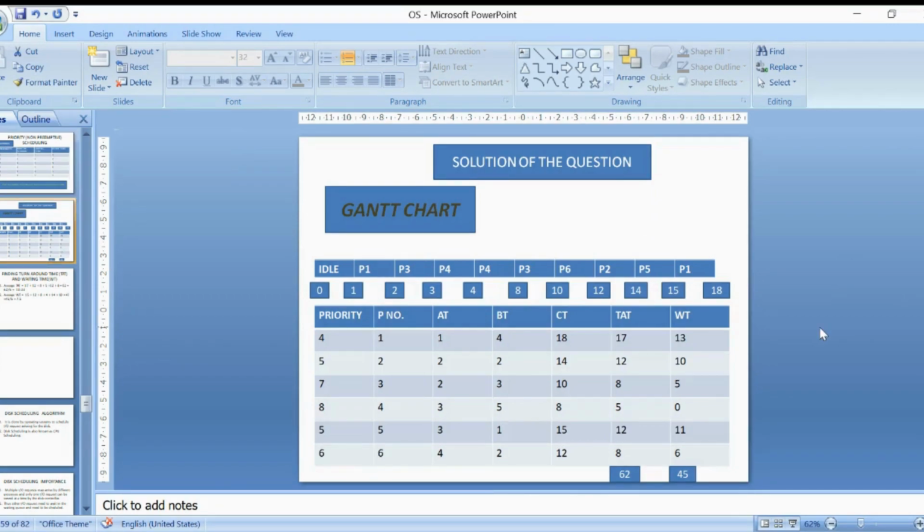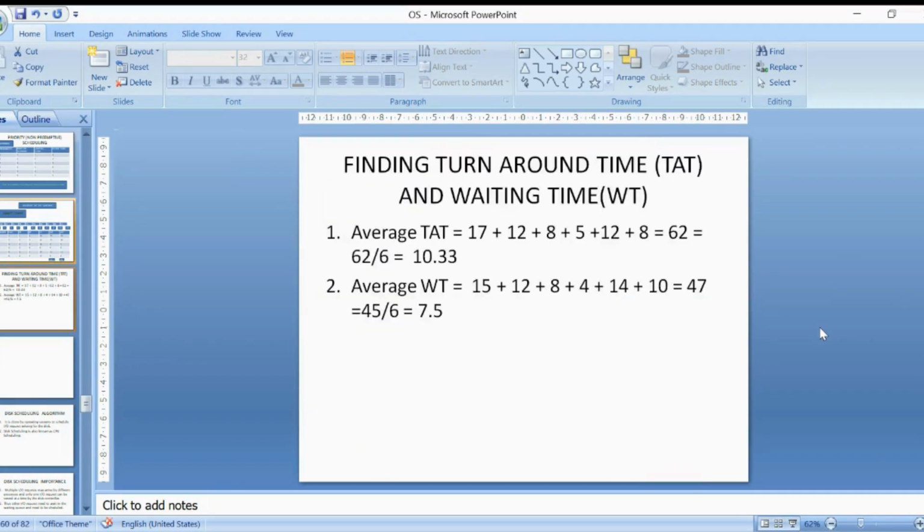Now I am going to find out the average turnaround time and average waiting time. Average turnaround time is adding all the process values, that is 62, divided by the total number of processes, that is 6. So the average turnaround time is 62 divided by 6, that is 10.33. Now the average waiting time is adding all the process values, that is 45, divided by the total number of processes, that is 6. So the average waiting time is 45 divided by 6, that is 7.5.